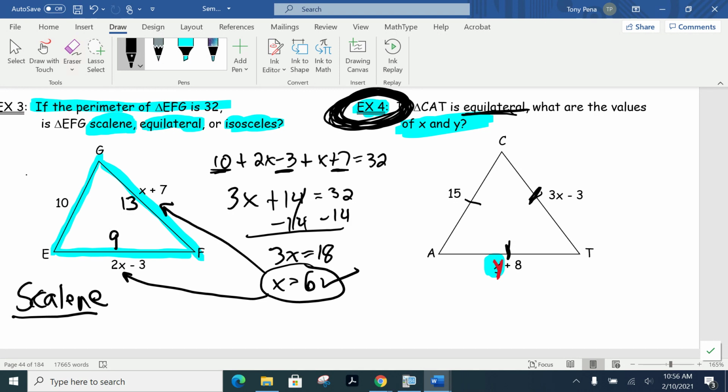But since it's equilateral, then this side here would have to have the same length as this one over here. So this 3x minus 3 would have to equal 15. But then wouldn't this side also have to have a value of 15? So then the y plus 8 would also have to be the same as this 15 side. And then just like that, you have your two equations that will allow you to solve for x and y. Okay?